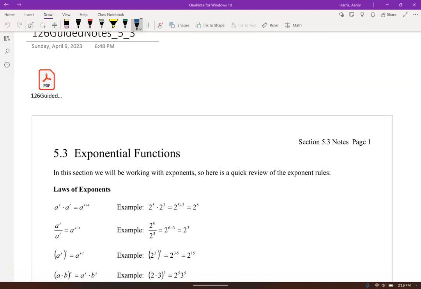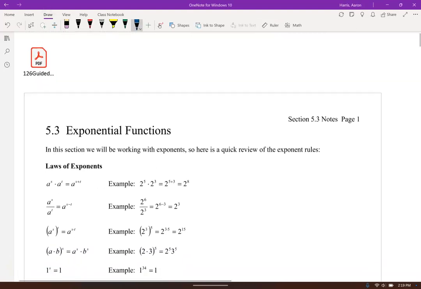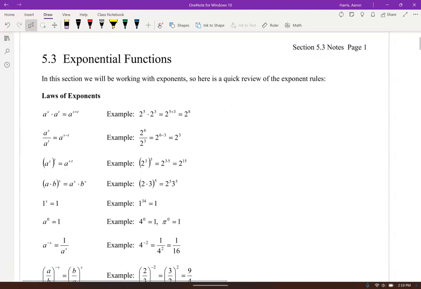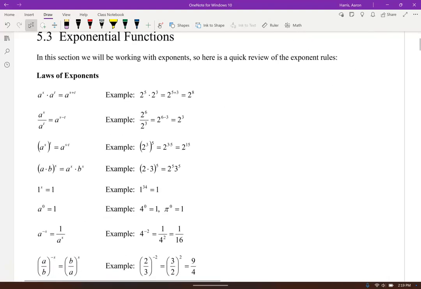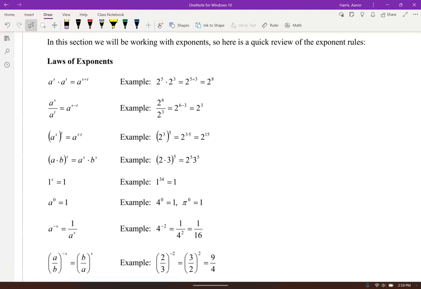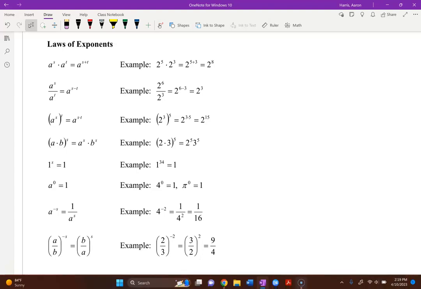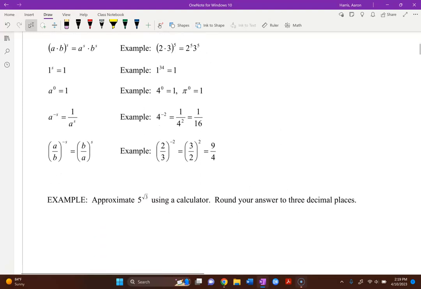Hey, welcome back to your favorite Math 126 course. We're going to take a look at exponential functions. So if you remember your exponential properties, a to the s times a to the t is a to the s plus t, and so on, we will use those quite a bit today. We're going to start out, though, just using your calculator and making sure that you can do these with a calculator, such as 5 to the square root of 3.